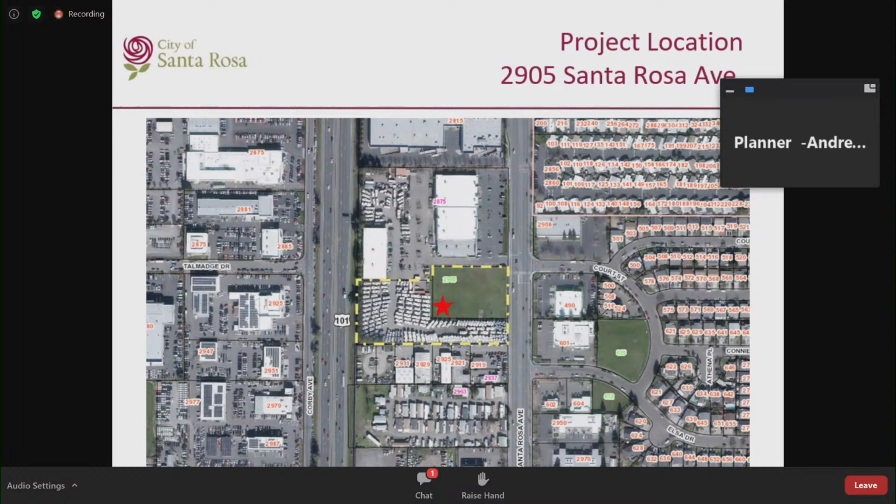So the project site is comprised of 2 parcels totaling 3.84 acres. The smaller parcel, which would appear in the green area where the red star is, in the upper right-hand corner of the project site, was previously used for residential and small-scale agricultural uses. By 2000, the lot was vacant and has been maintained in a disc state since. The larger parcel at 2905 Santa Rosa Avenue has been used for a variety of outdoor storage uses, as can be seen from the aerial data that was collected in March of this year.